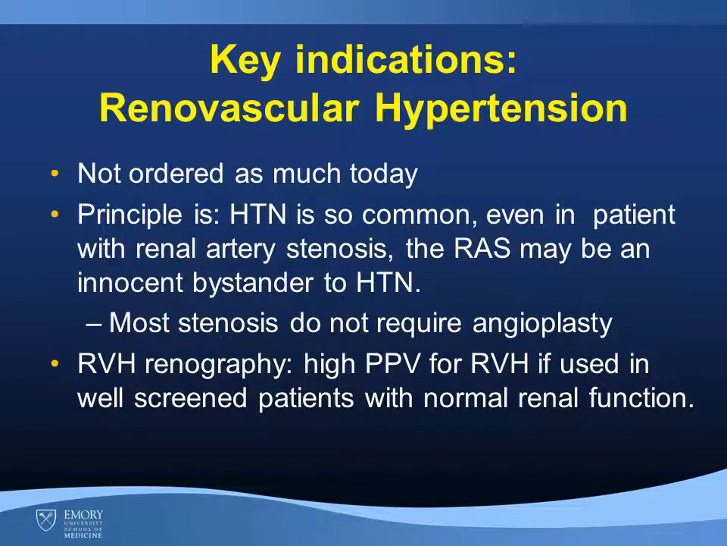The general principle is that hypertension is so common, even in a patient with renal artery stenosis. The renal artery stenosis may be an innocent bystander to the hypertension, and most stenoses do not actually require angioplasty. There is a high positive predictive value for renovascular hypertension if the study is used in a well-screened patient with normal renal function.